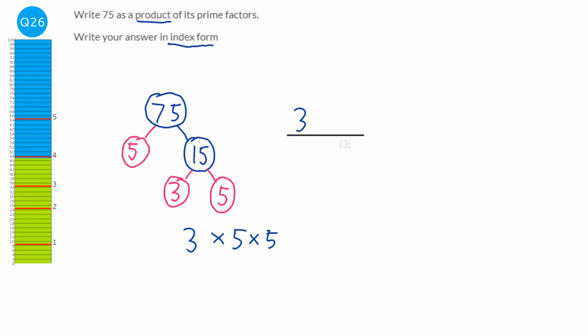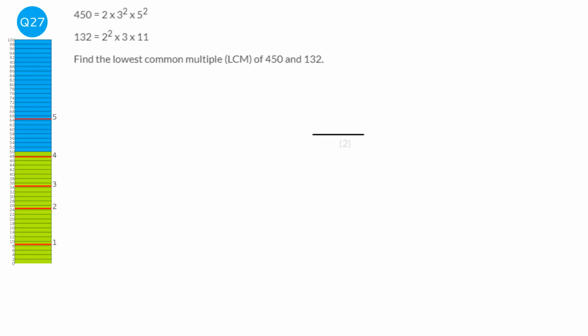So our answer will be 3 times 5 squared. This question seems a lot harder than it is. What I'm going to do is start by rewriting the prime factors, but without the squared. So 2 times 3 times 3 times 5 times 5. I'm going to do the same with the other lists as well. So 2 times 2 times 3 times 11.